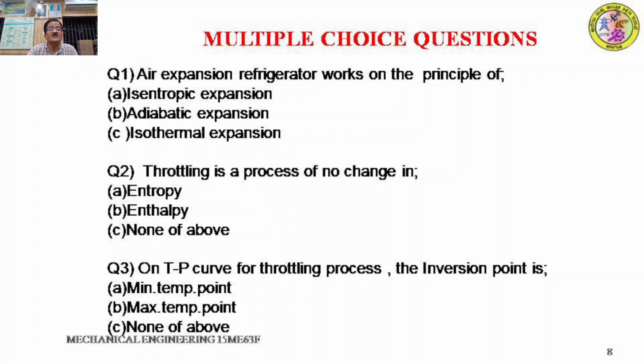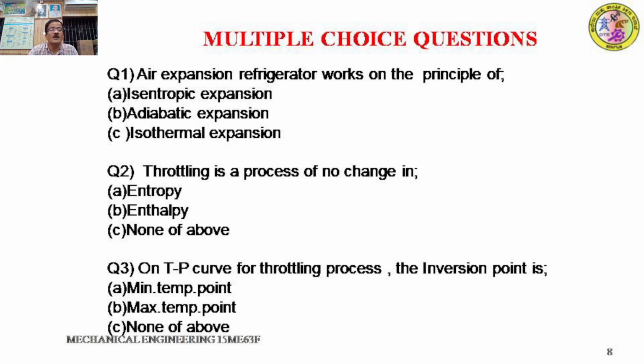So we shall check our level of learning through some multiple choice questions. First question: air expansion refrigerator works on the principle of isentropic expansion, adiabatic expansion, isothermal expansion. So which is the principle just now we have discussed? So answer is isentropic expansion. Okay. Second, throttling is a process of no change in entropy, enthalpy, none of the above. During throttling process, what will not change? What parameter will not change? It is enthalpy. Answer is B.